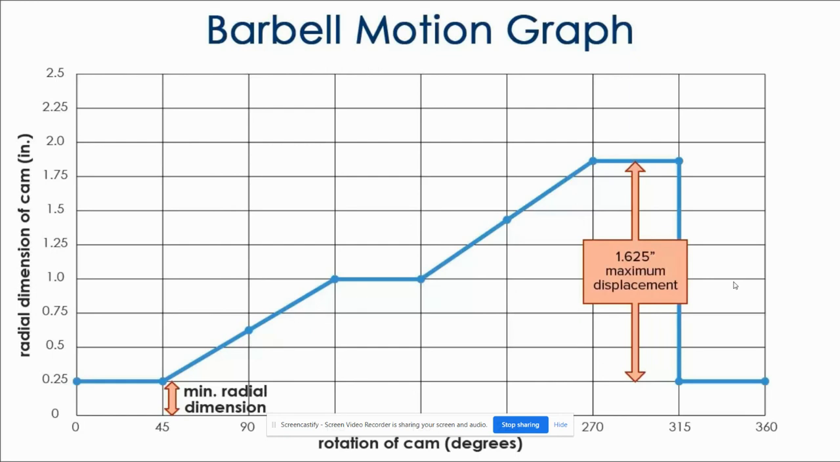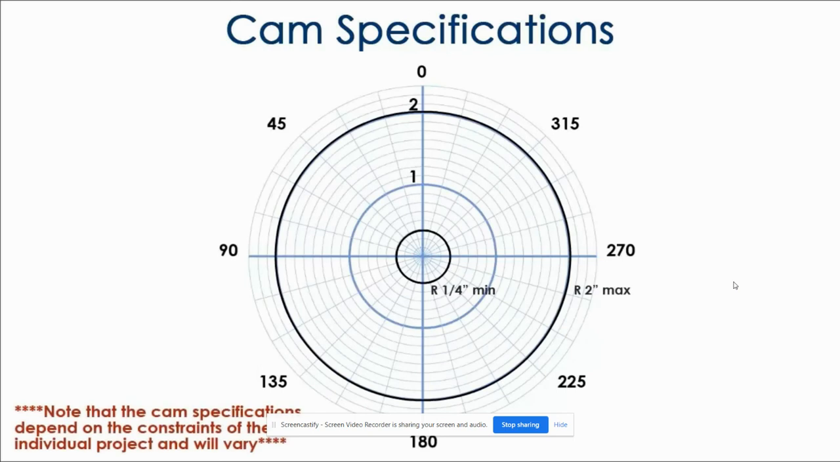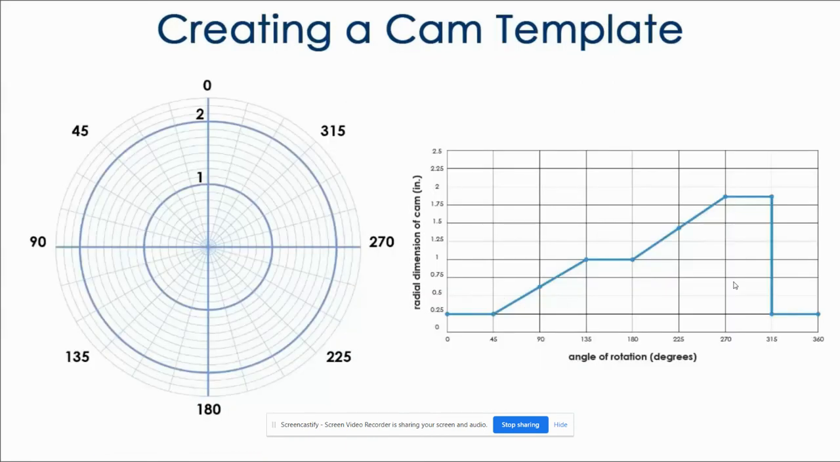Be sure that your cam size is not too large for the box that will house the mechanism. And let's assume the maximum radial dimension of this cam is 2 inches. Note that your specifications may be different depending on your project criteria and constraints. This means that the cam profile must fall between the two circles representing the minimum radial dimension and the maximum radial dimension. Watch as each point on the motion graph is translated to the polar grid.